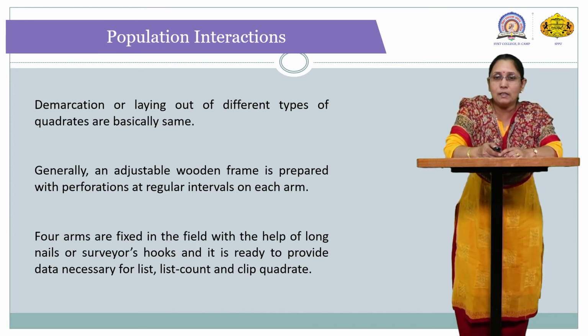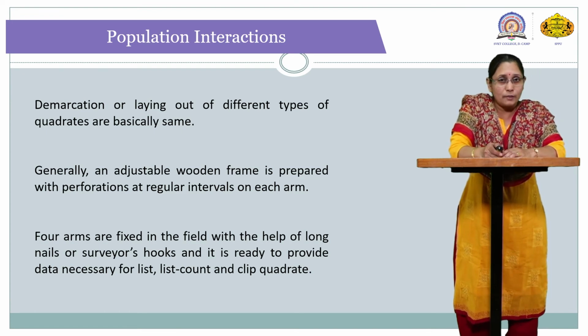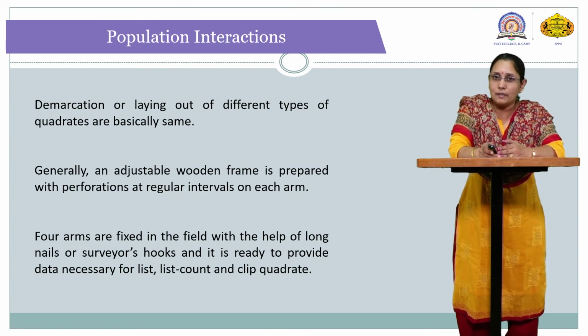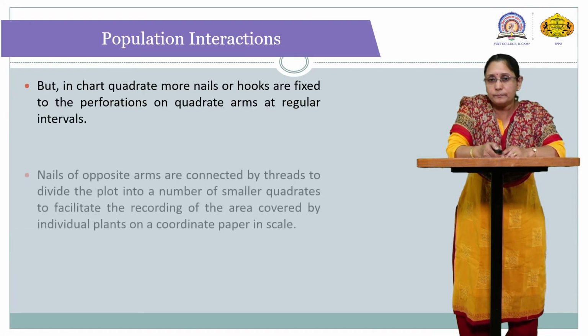So here basically the wooden frame is utilized. As I told you, different size quadrats or same size quadrats can be used. When you are interested in this quadrat method, most people follow the same size quadrat. These wooden frame quadrats are fixed in that particular location accordingly, and then you can analyze each type of variety with the list count and clip quadrat method.